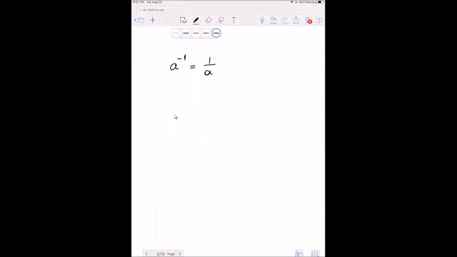Okay, but if it has a different number from 1, like -2, it's going to be 1 over a squared. If it has a to the power of -3, it's going to be 1 over a to the power of 3. Okay? If we have something like 2/3 to the power of -1, we will change it upside down, because negative means change direction.